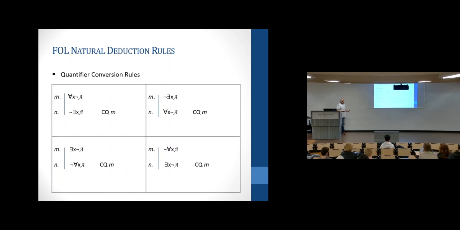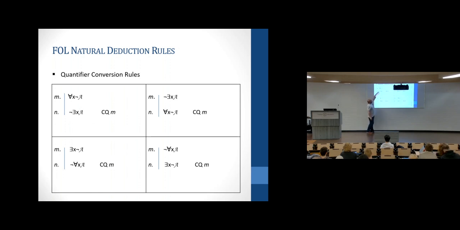So, thankfully, there's not very many other rules left. There's quantifier conversion rules, and there's introduction and elimination for identity. So let's do the quantifier conversion ones very quickly. The CQ rules basically tell us if you have a quantifier next to a negation, you can swap places as long as you also swap which quantifier it is.